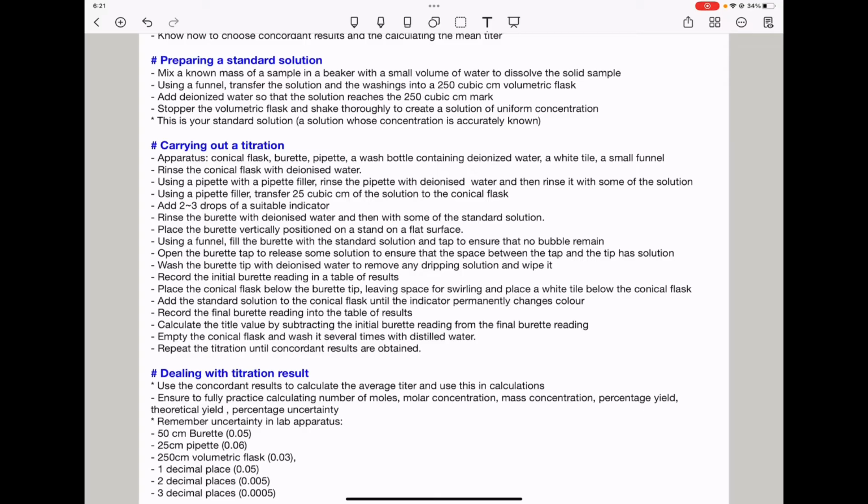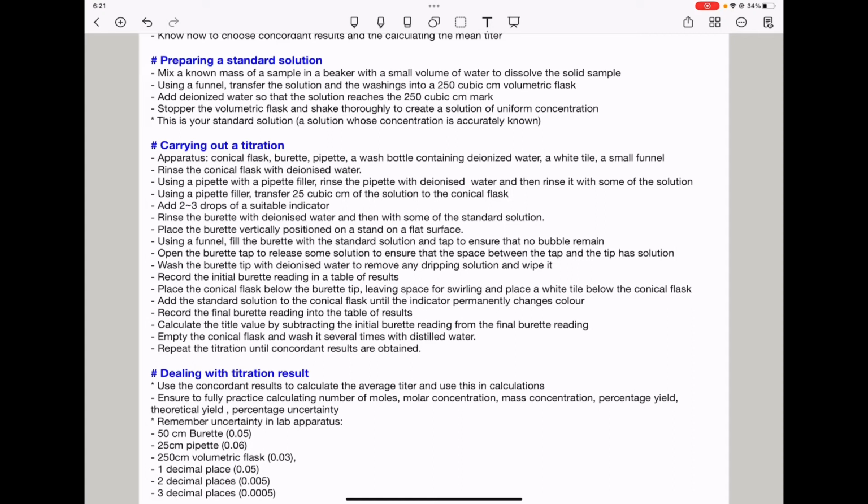And then using a pipette filler or a pipette with a pipette filler, transfer 25 cubic centimeters of the solution into the conical flask. Here you need to add 2 to 3 drops of a suitable indicator, and then the next step is to rinse the burette with the deionized water and then with some of the solution you're going to add. Place the burette vertically positioned on a stand and on a flat surface.